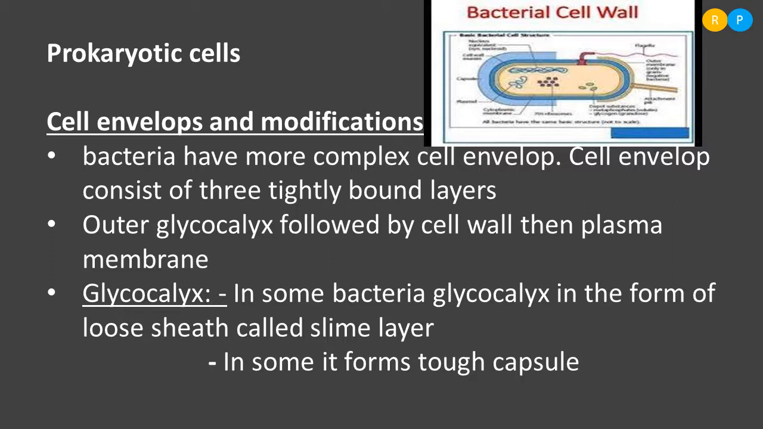In some members of bacteria, the glycocalyx layer is very thin, and it is present in the form of loose sheath called as slime layer. And in some groups of bacteria, the glycocalyx forms a very tough membrane like structure, and that is known as capsule. So this is about the outermost layer of the bacteria.